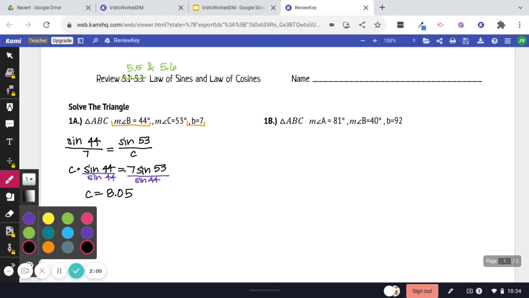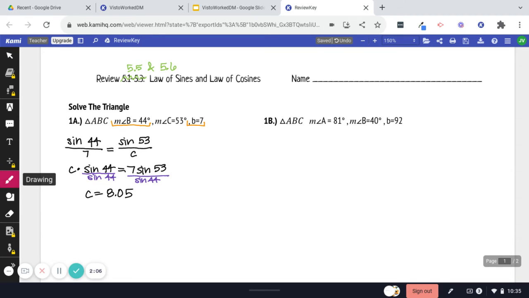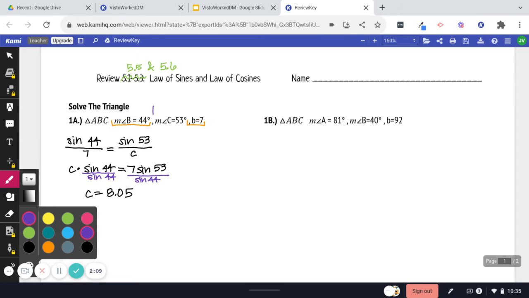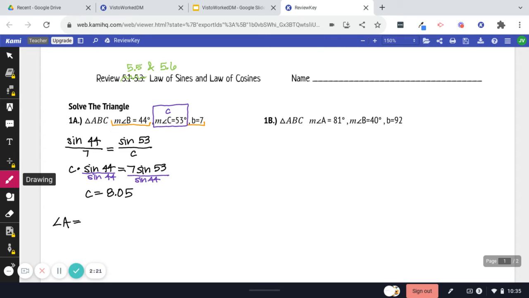Which makes sense because 53 is a little bit bigger than 44, and 8.05 is a little bit bigger than 7. So we used angle C to find side C. We now need to find, we're going to assume, angle A. You notice I didn't draw a picture here, and I don't know that one's always needed because we had so much information in just our words. So angle A: we're going to subtract 97 from 180. If I subtract 90, it's 90. Subtract 7 more, it's 83. So we're looking at angle A to be 83 degrees.